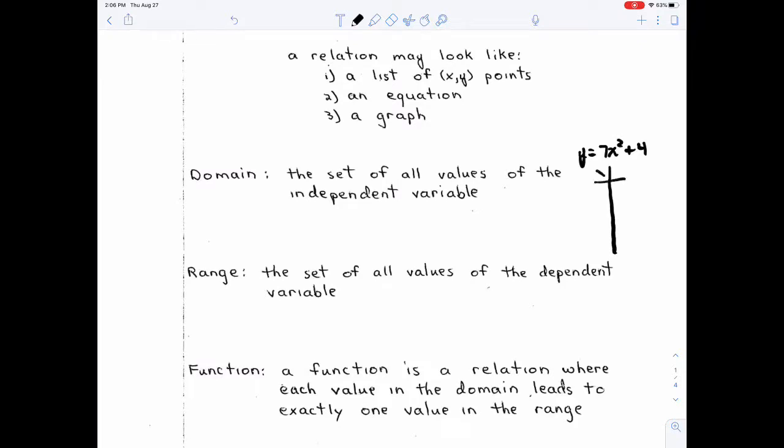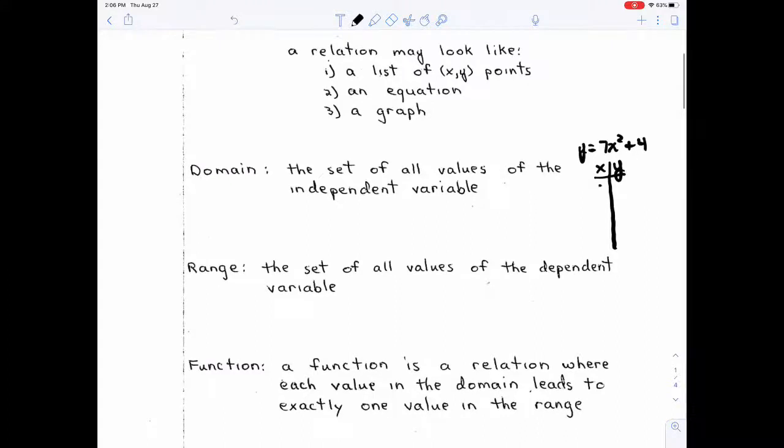When you make an XY table, what numbers do you pick off the top of your head? Do you pick the X's or the Y's? Even though it's possible to plug in Y's and find X's, the most common method is to pick X's. So we start with 0 for X: 0 squared times 7 plus 4 is 4. Then you plug in 1: 1 squared is 1, times 7 is 7, plus 4 is 11. Then you plug in negative 1 and do the same.